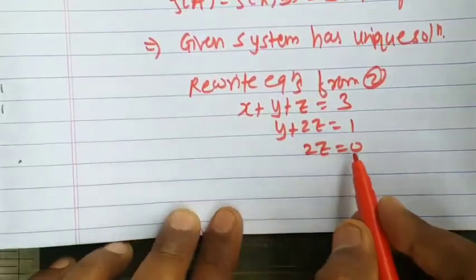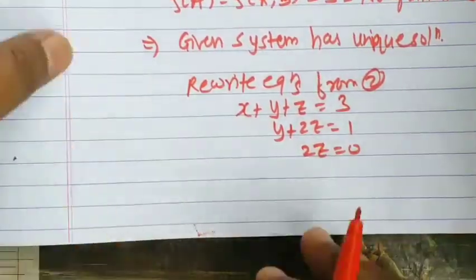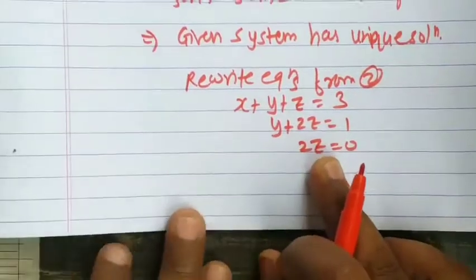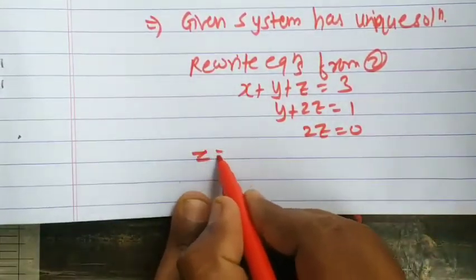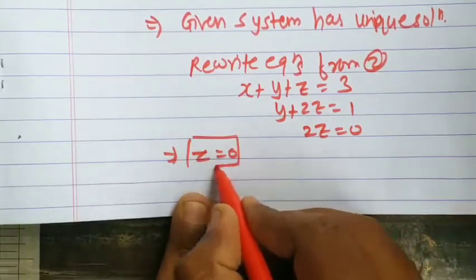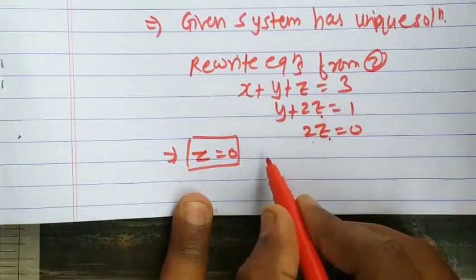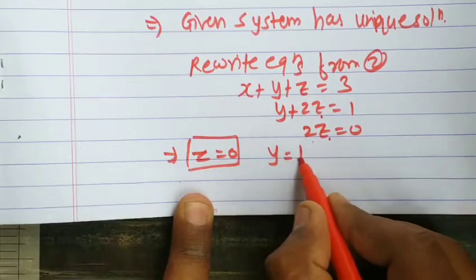So as 2z equal to 0, now how are we going to obtain the solution? Starting from the last equation. From the last equation we'll get z as 0. This implies z is 0. So if you put z equal to 0 here, we'll get y equal to 1.